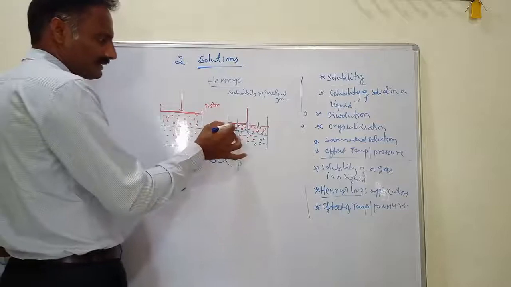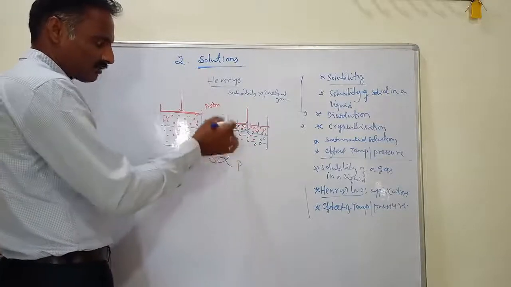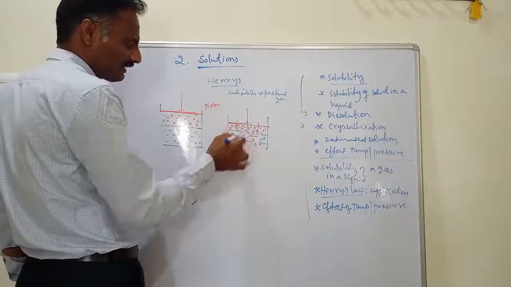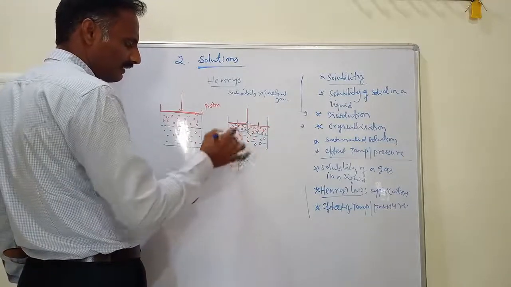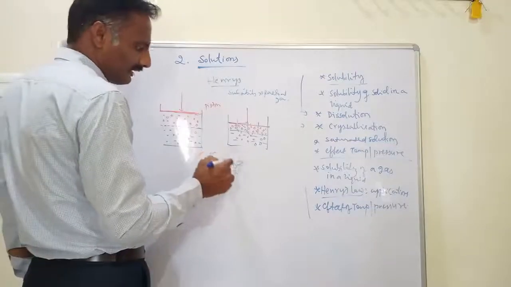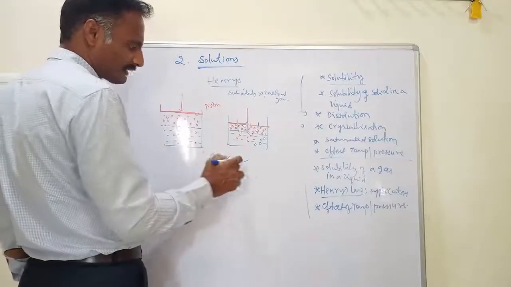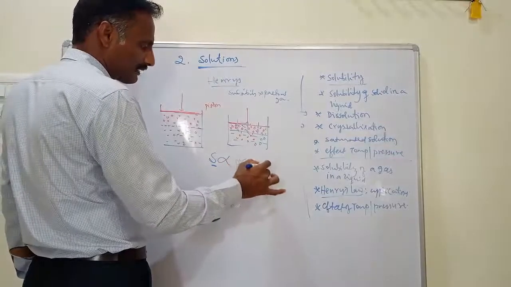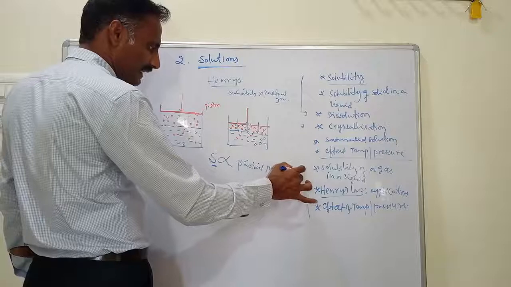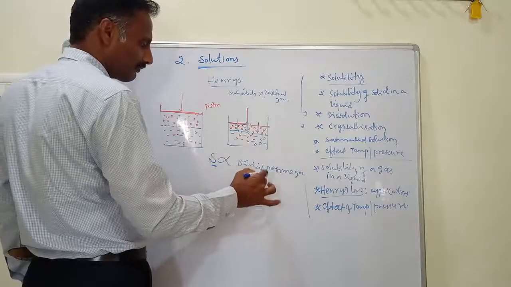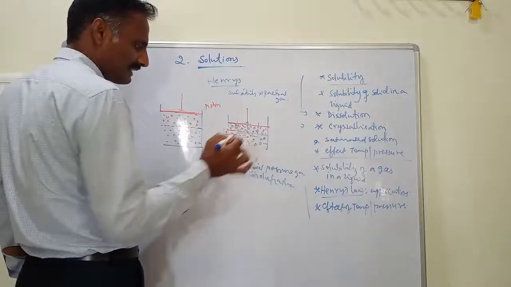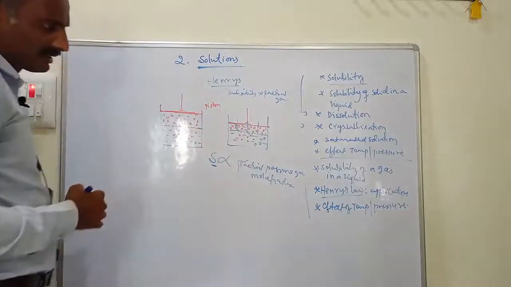Here, partial pressure means the pressure exerted by the individual gases over the solution. As the partial pressure increases over the solution, the solubility of the gas also increases in the solution. Then this Henry's law is also modified: the partial pressure of the gas is also expressed in the form of the mole fraction of the solute present in the solution.